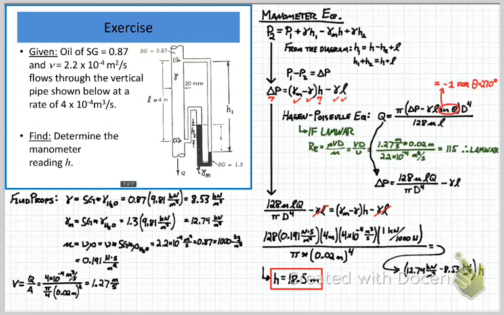I hope you found this useful and see how the Hagen-Poiseuille equation can be combined with hydrostatics in order to apply to certain problems. Thank you.